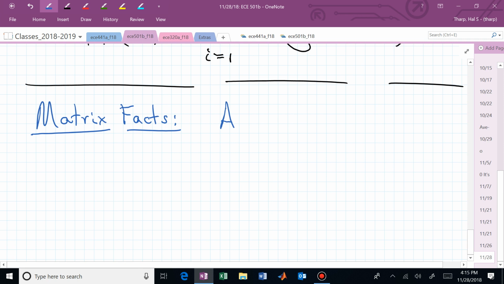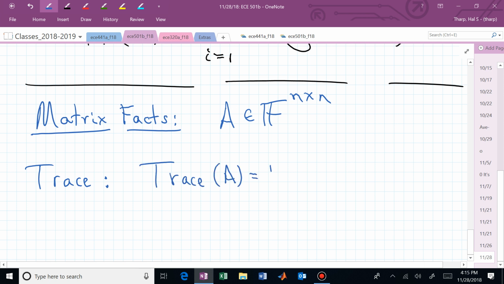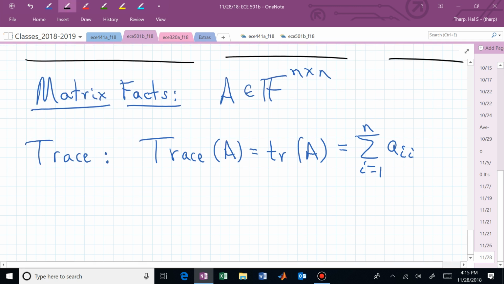Suppose we have a matrix that's n by n. It's square. The trace of that matrix, which I'm also maybe writing as just tr of A, is simply the sum from i equal 1 to n of A sub ii. And in fact, that's equal to the sum from i equal 1 to n of the lambda sub i.